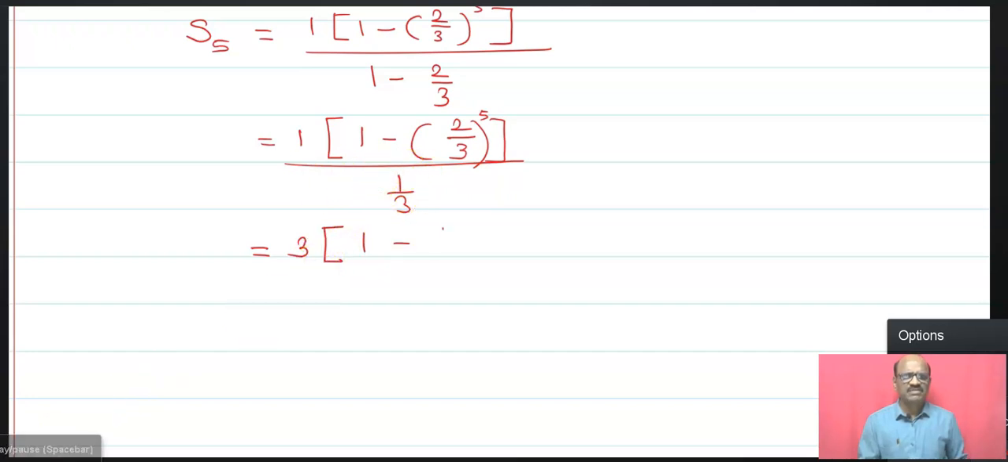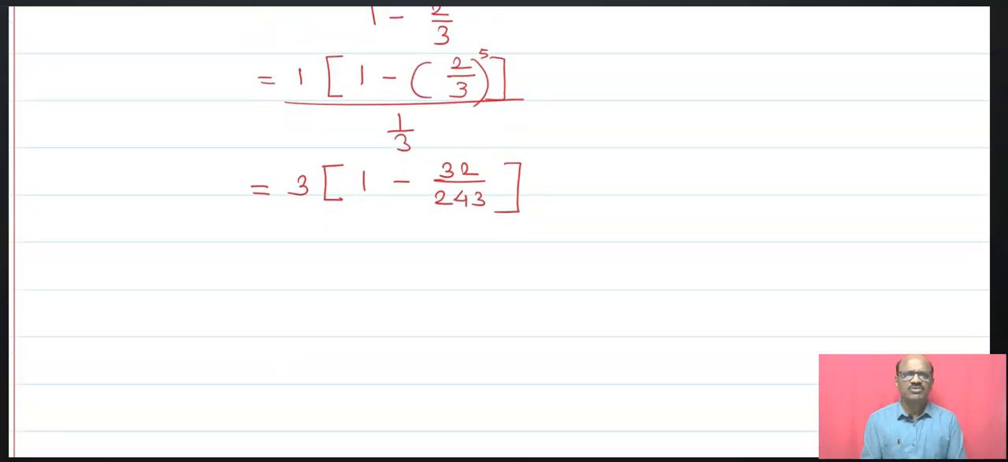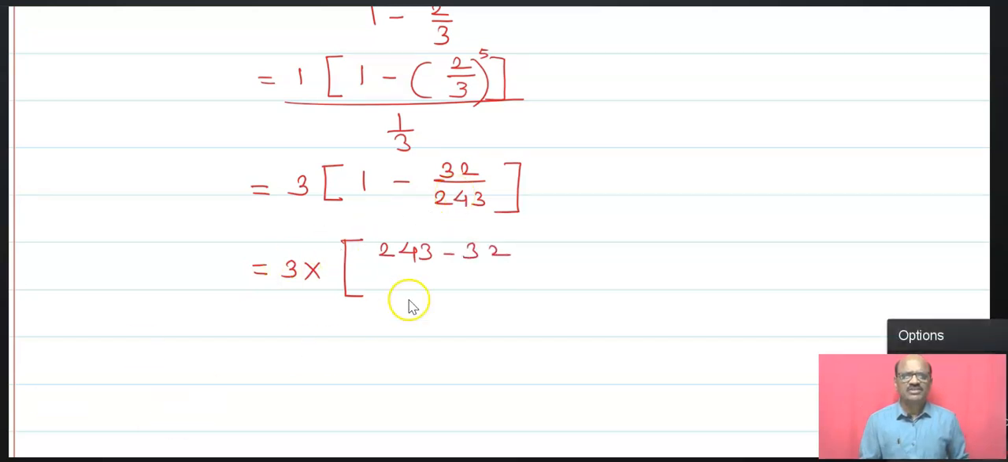Now we will simplify the bracket. That is 2 upon 3 bracket raised to 5 means what? 2 raised to 5 means 32, and 3 raised to 5 means what? 243. And here is a simple calculation. That is 243 into 1 minus 32 upon 243.